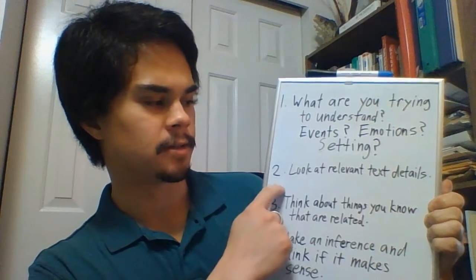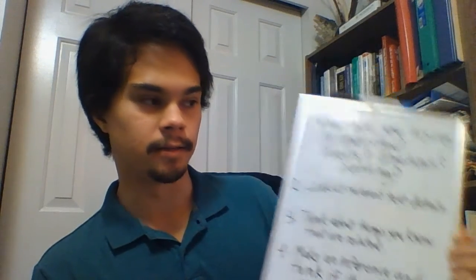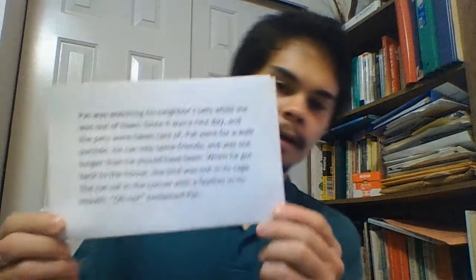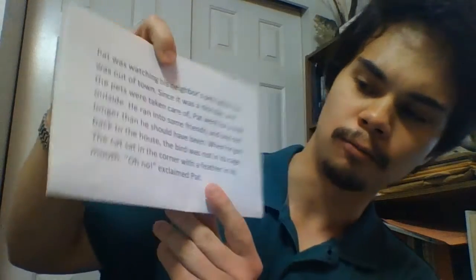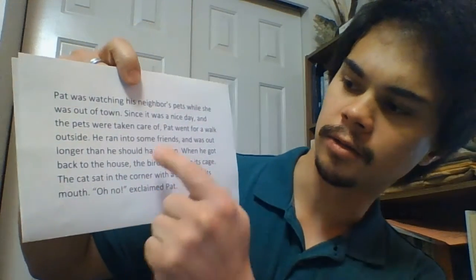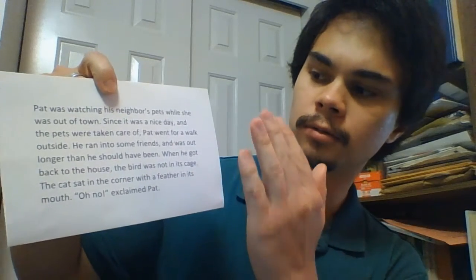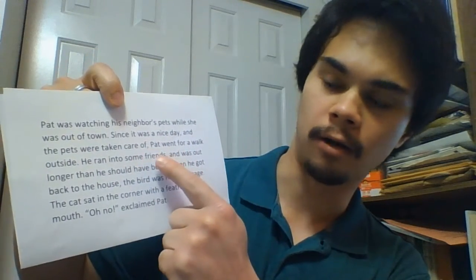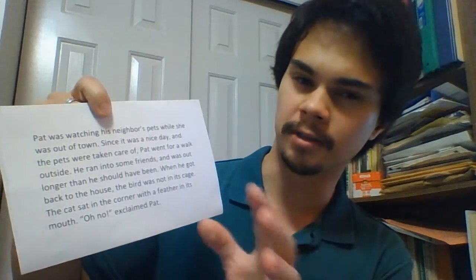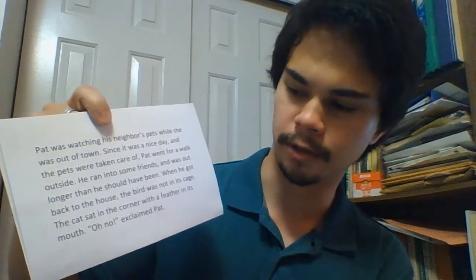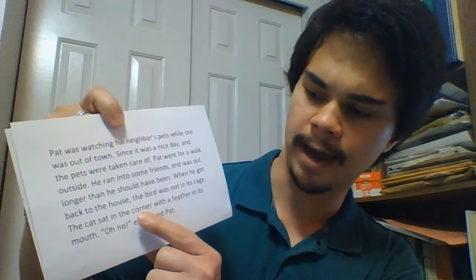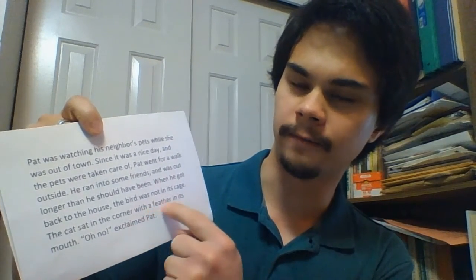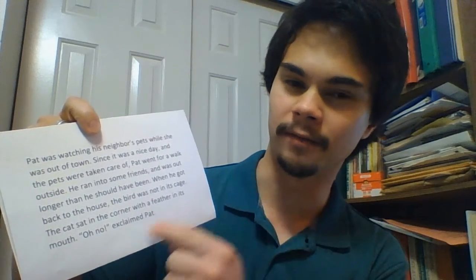So now, the second step is to look at relevant text details. So you might have to reread a little bit, think back to the text, and find stuff that would tell us why the bird would not be in its cage. So we know that Pat went for a walk, and before that, all the pets were taken care of. So at some point when he was on a walk, the bird got out of its cage. Now what else do we know? We know that the cat was in the corner when he got back with a feather in its mouth. That gives us a clue there. A feather is on a bird. We know where the bird might have gone.